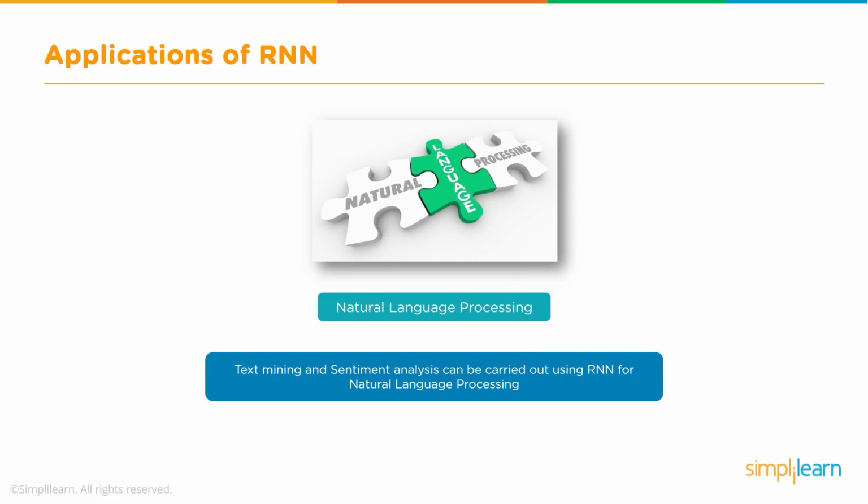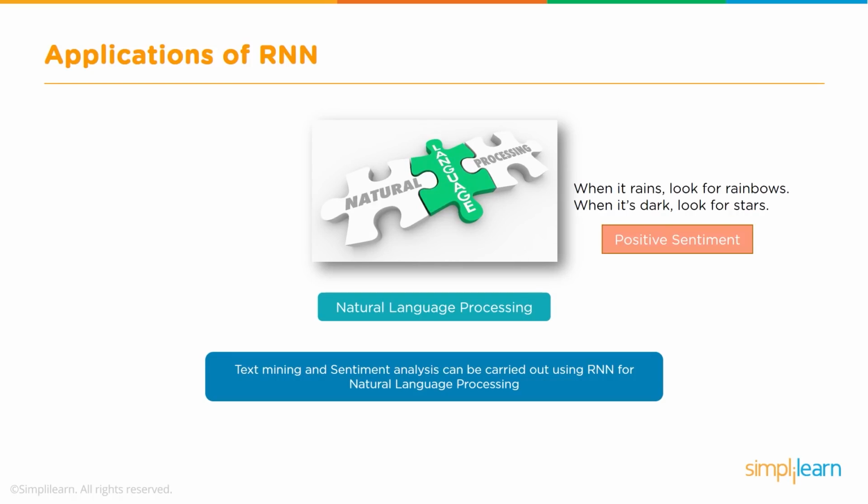Another application of the RNN is natural language processing. Text mining and sentiment analysis can be carried out using RNN for natural language processing. You can see right here the term natural language processing, when you stream those 3 words together, is very different than if I said processing language naturally. So the time series is very important when we're analyzing sentiments. It can change the whole value of a sentence just by switching the words around. If you're just counting the words, you might get one sentiment, where if you actually look at the order they're in, you get a completely different sentiment. When it rains, look for rainbows. When it's dark, look for stars. Both of these are positive sentiments, and they're based upon the order in which the sentence is going.